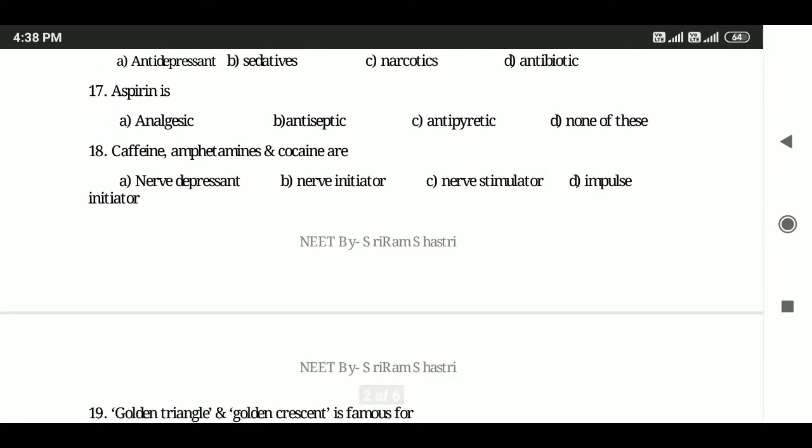Caffeine, amphetamines, and cocaine are nerve depressant, nerve initiator, nerve stimulator, impulse initiator. Caffeine, amphetamine, and cocaine, all the three stimulate the nerve, so they are called nerve stimulators.